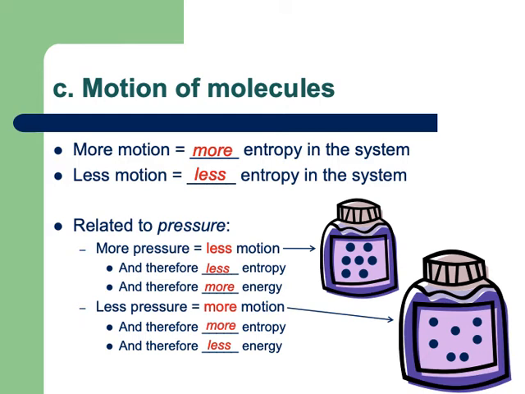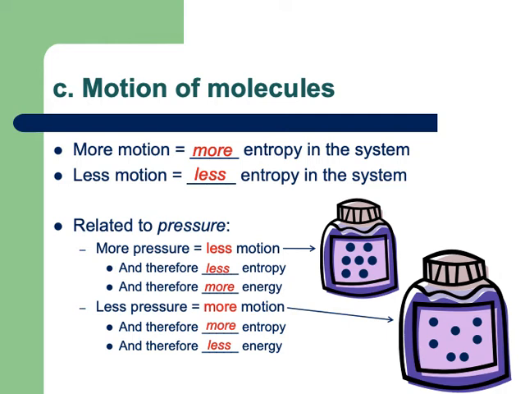And because we defined the relationship between entropy and energy as being inverse, such that when we have high entropy, we have low energy. And when we have low entropy, we have high energy. They're opposites. So when we have less entropy, that system will have more energy.